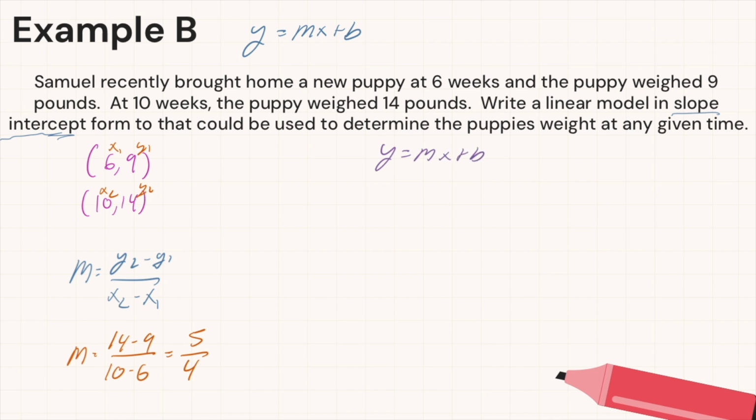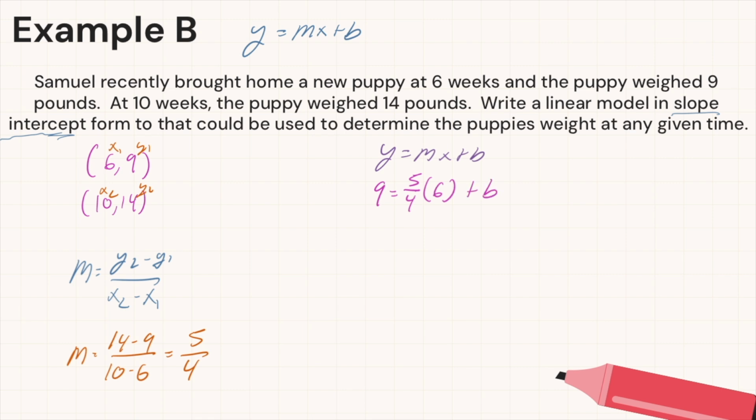We could pick any one of our points. It doesn't matter. I'm going to choose 6 and 9, but you could pick 10 and 14. It doesn't really matter as long as you pick the same points in the same ordered pair. So we're going to do 9 is going to be equal to m, which we know is 5/4 because we just found our slope. Our x is going to be our 6 here, and we're going to be looking for b, so plus b.